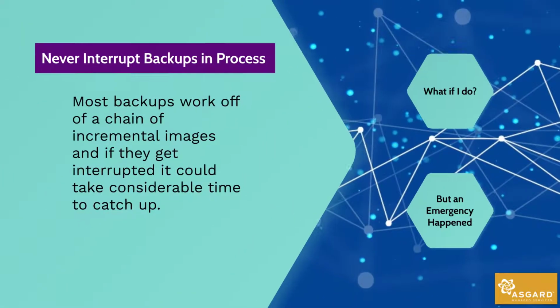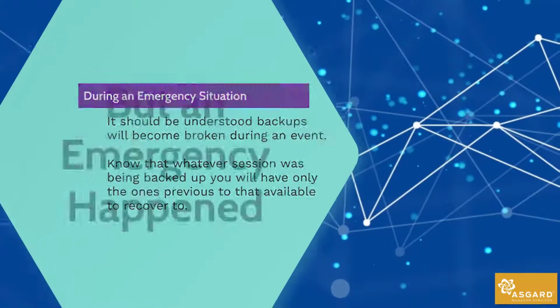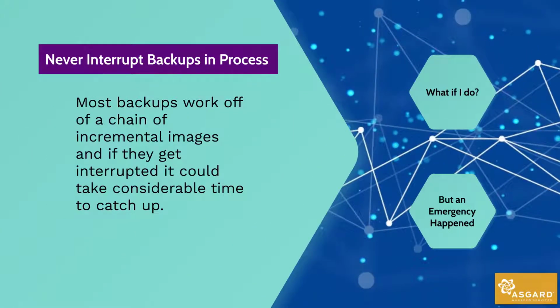But what about during an emergency? It is understood that during an emergency, backups are going to become broken. So if an event happens on Friday night, right when the backups are happening, obviously you're going to have to roll back to the most previous time frame. Since most people back up once a day, you'll have to go back to Thursday night. Know that whatever session was being backed up will not be available to your backups. But most importantly, we recommend that if you ever need to stop your backups for any time, please resume those backups as soon as possible.